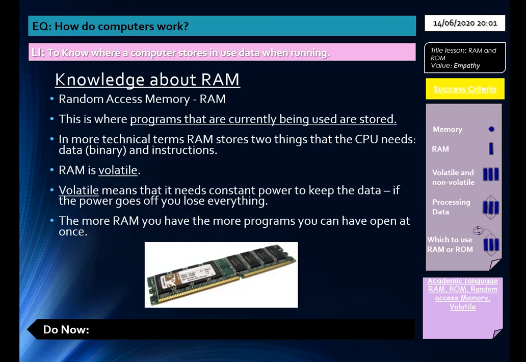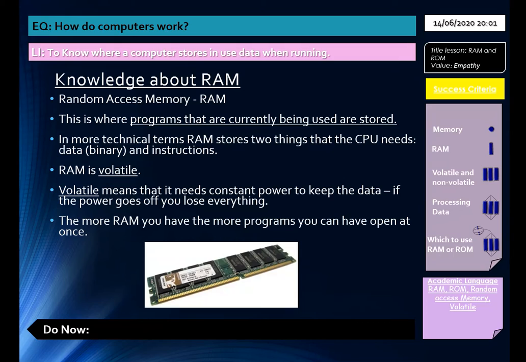RAM is volatile. RAM can change quickly. We need it to change quickly because if we change our mind, we can change it there and then. We don't want to have to wait for our computer to change something which takes 2 or 3 seconds. We need it instantly. Volatile means that it needs constant power though to keep this data. If the power goes off, you lose everything.